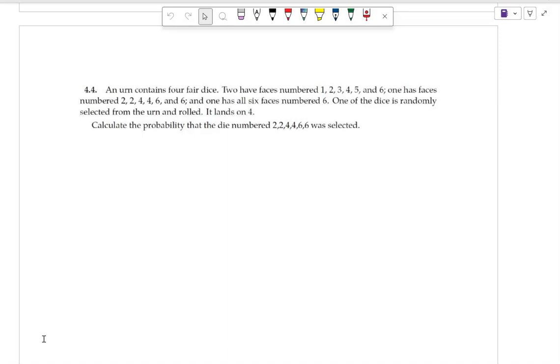So this one's got an urn. I don't know why in probability they want things to be in urns, but it's got an urn. This one has several dice in it, 4 dice in it. 2 of them are normal 6-sided dice. One of them has only the evens on it, and the other one only has 6s on it. You know that you draw a random die, and then you roll it, and you get a 4. It wants to know the probability that you pick the die with only even numbers on it. Okay? So it's a conditional probability problem.